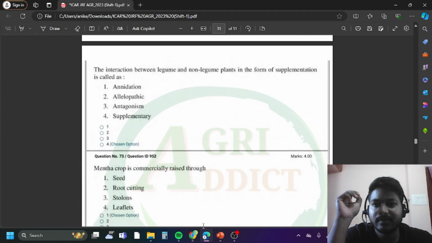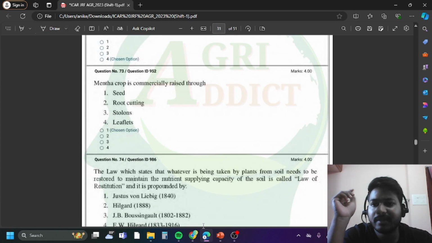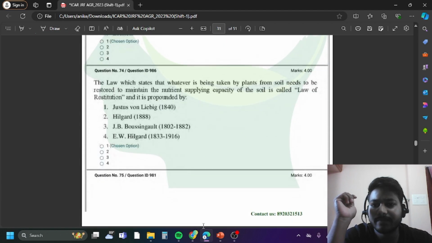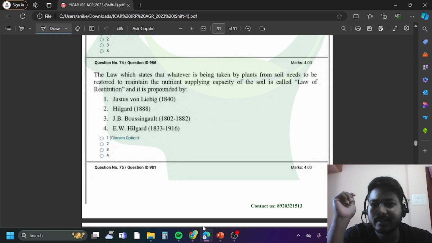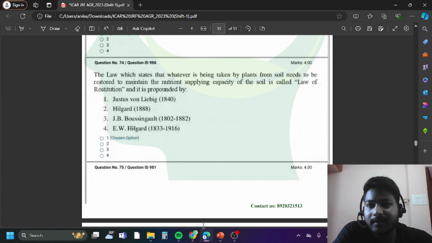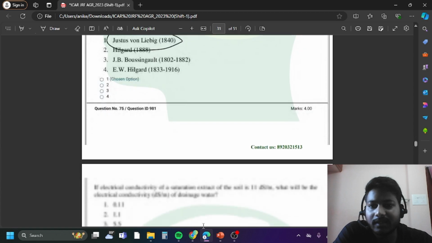The interaction between legume and non-legume is called allelopathy. These are all direct questions. I am going very fast. Mentha crop is propagated by stolon, commercially raised through stolon. And next is the law of restitution, which is propounded by Justus von Liebig in 1840. Okay, very easy.